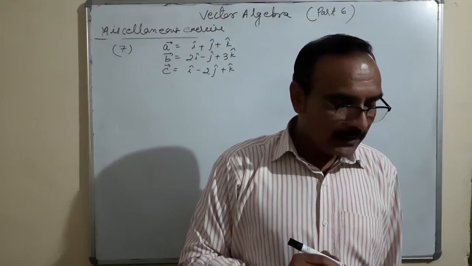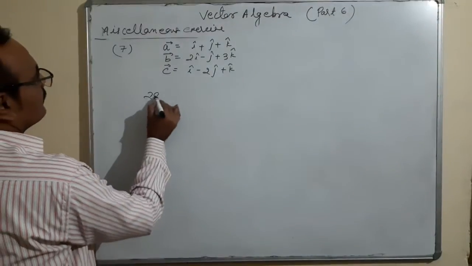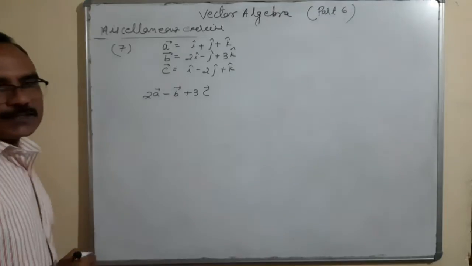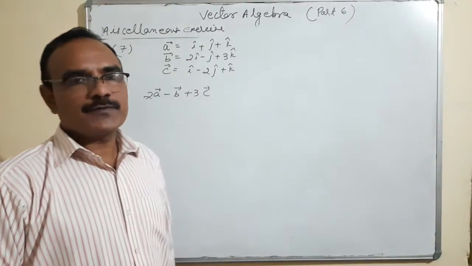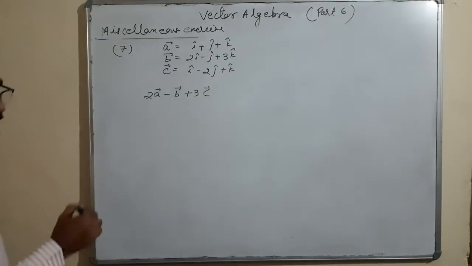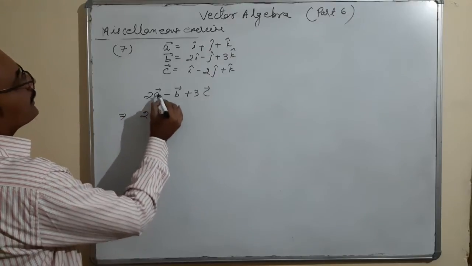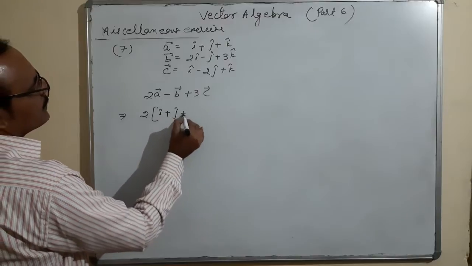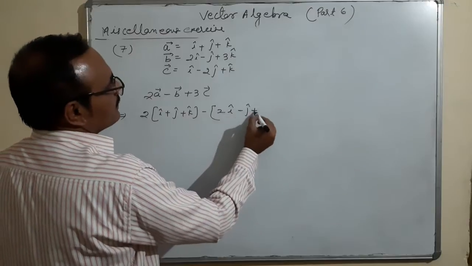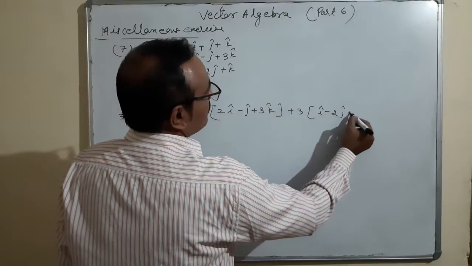Find a unit vector parallel to the vector 2a minus b plus 3c. We are going to find a unit vector which is parallel to it. Hope you have understood. First we find the value of this vector, and then find its unit vector. So 2 times A, i plus j plus k, minus vector B, 2i minus j plus 3k, plus 3 times vector C, i minus 2j plus k.